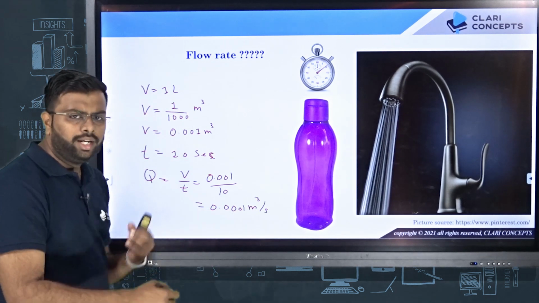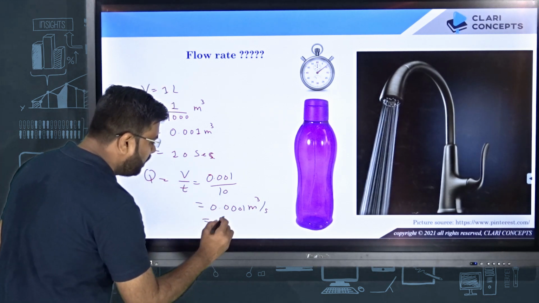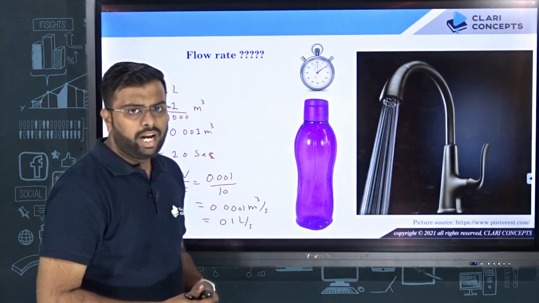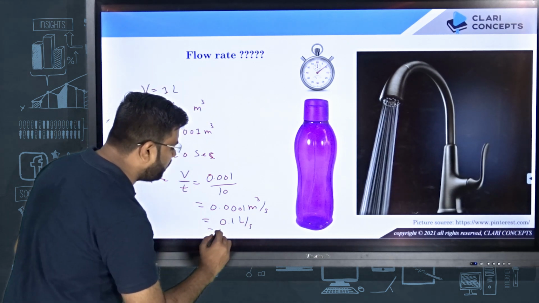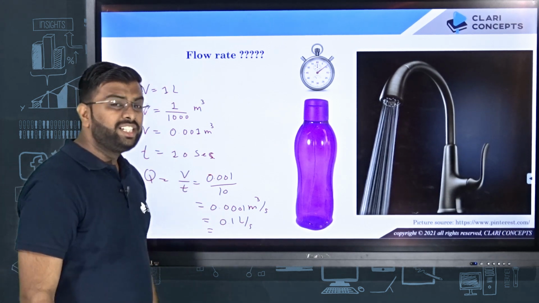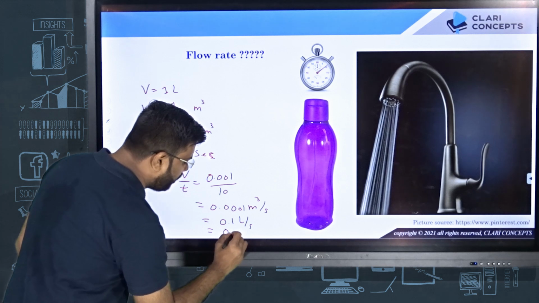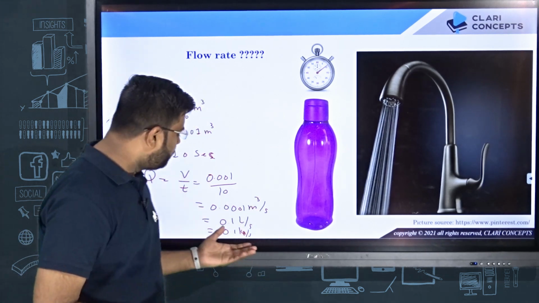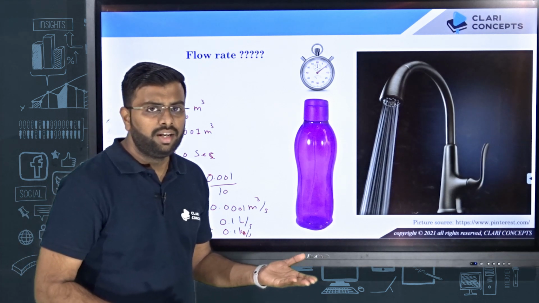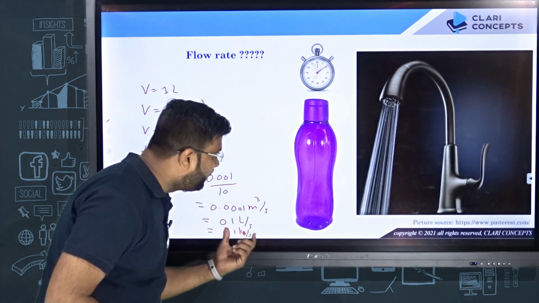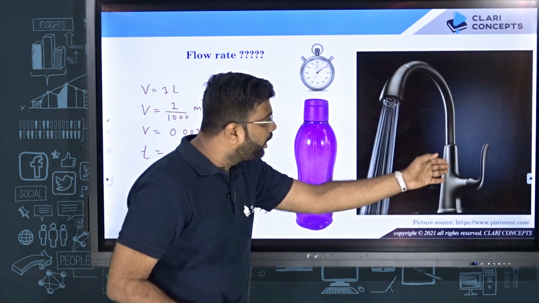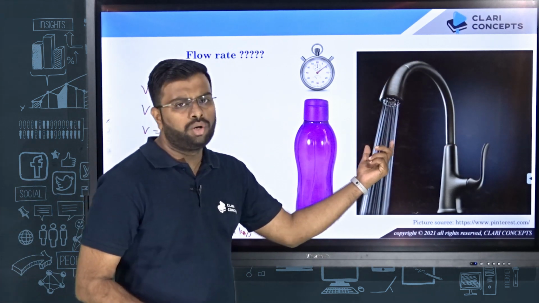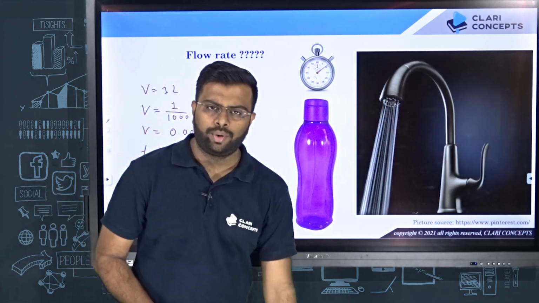If you want to talk in liters, you multiply it by 1000, and you will get 0.1 liters per second. For water, 1 liter is also equal to 1 kg because the density is 1000 kg per meter cube. So you can say this is 0.1 kg per second. This is the mass flow rate. Now what does it mean? It means that you have calculated practically the flow rate of the water flowing through this particular tap, by placing a vessel of known volume and measuring the time taken to fill that vessel.